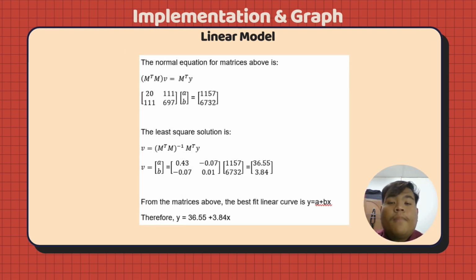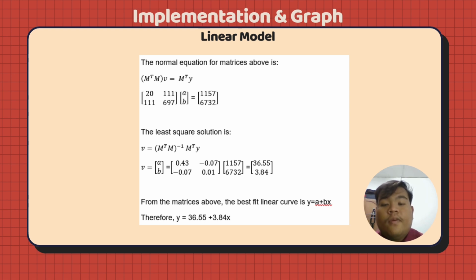For the second part, we will use the normal equation for a matrix, where the formula is M transpose M times V, and after that we will get the value of M transpose Y. After we are done with the normal equation, we will use the least square solution, where the formula is V equals M transpose M inverse times M transpose Y. After that, we will get the value of A as 36.55 and the value of B as 3.84.